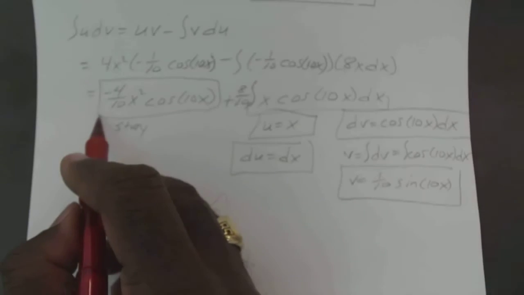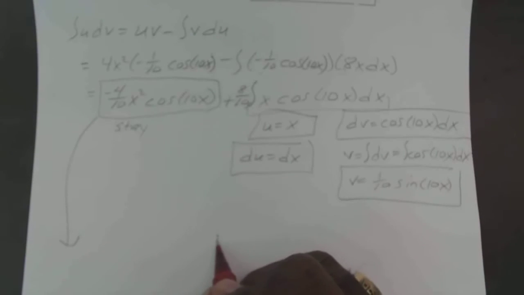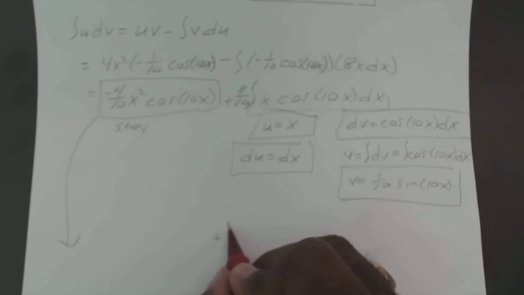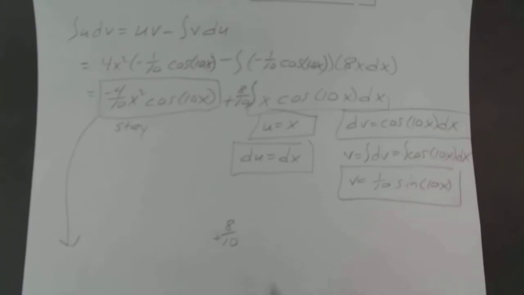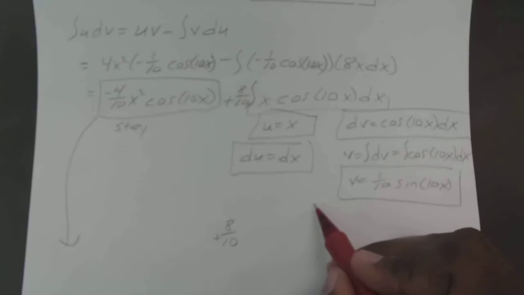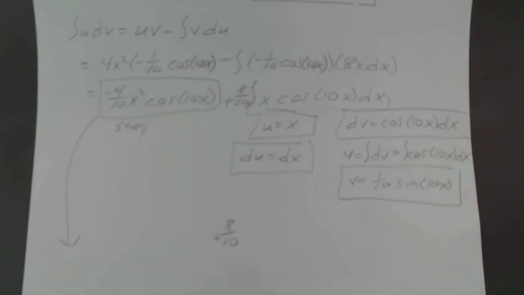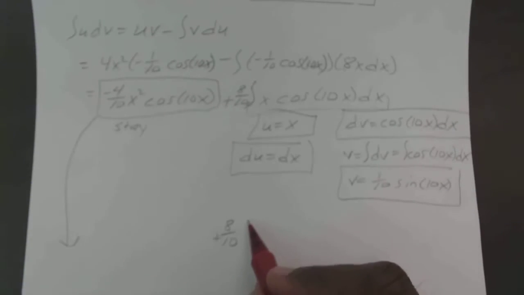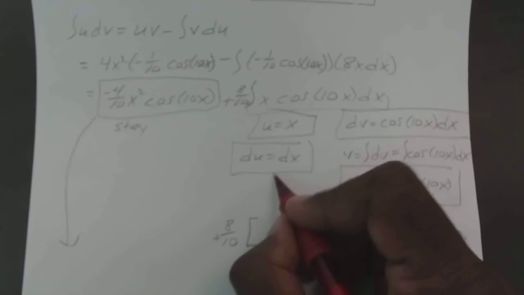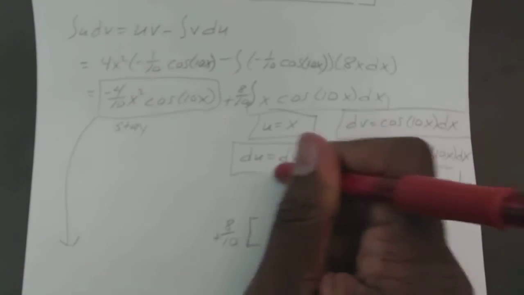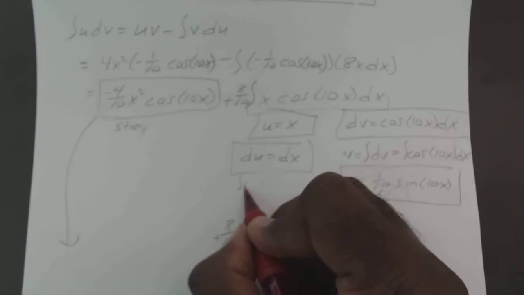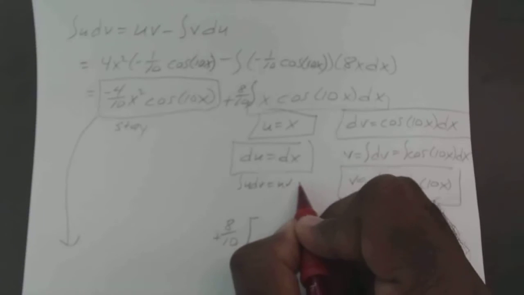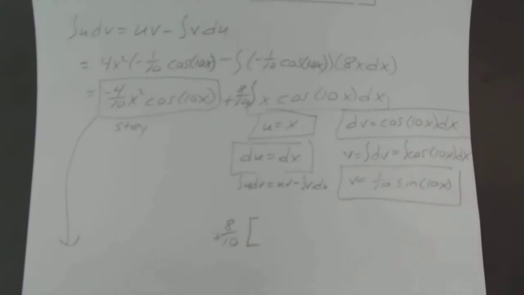Okay. Now remember, this part, you can just take that all the way to the end. That doesn't change at all. This one is plus 8 over 10. Like I said, we'll reduce that in a second. And remember the integral of u dv equals uv minus the integral of v du.